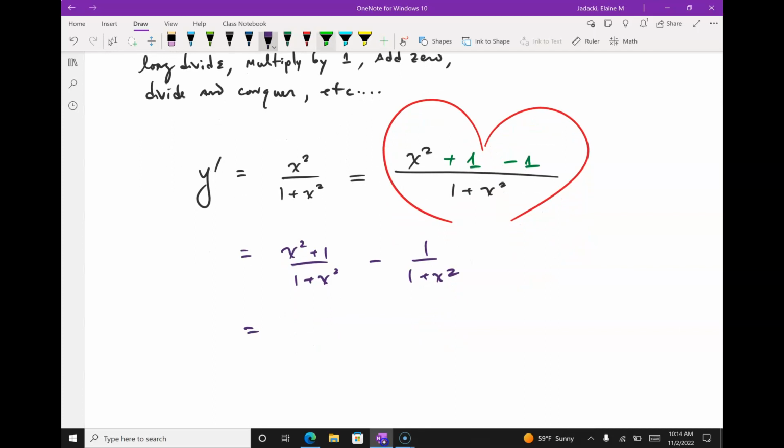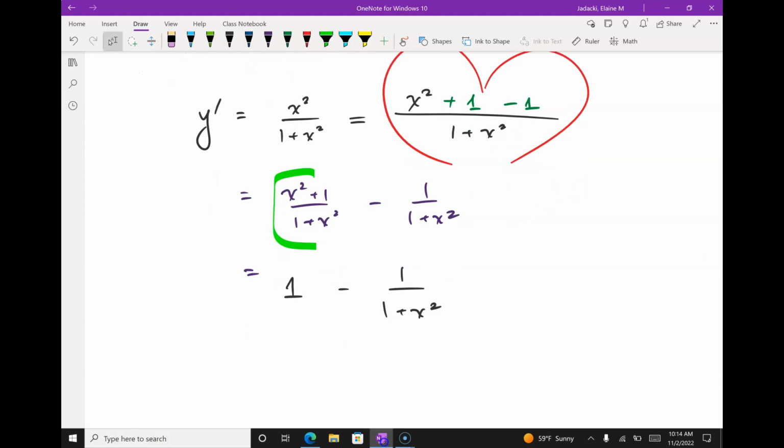What's the first part of this? In green here, what's that first part? 1. So 1 minus 1 over 1 plus x squared. And now these are both back to step 1. You should recognize. What did I take a derivative of to get 1? X, thank you. What did I take a derivative of to get 1 over 1 plus x squared? We said it before. Arctan of x, right? And then plus a constant c.